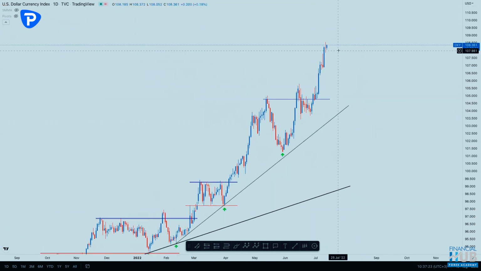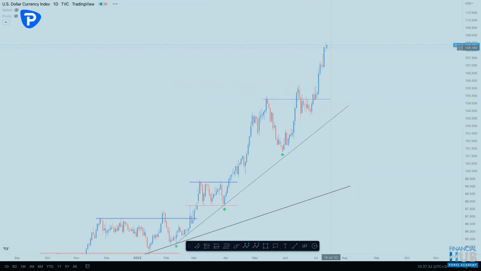Market has really been rallying. Been looking to see if market can get a bit of a correction, but most of my trades have been taken on the dollar longs. Okay, so that's what we've been looking at. Market is still rallying. You're looking at the 4-hour chart.